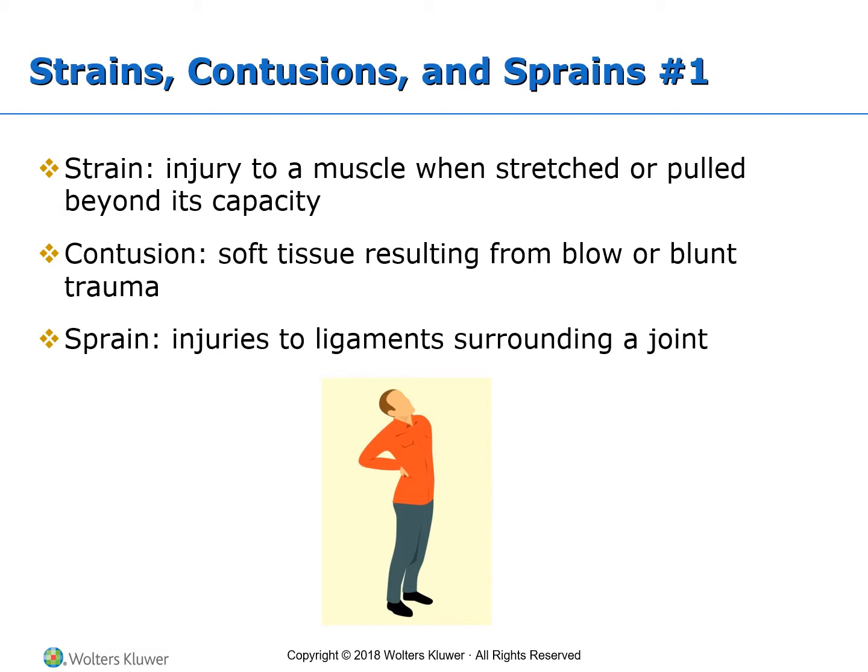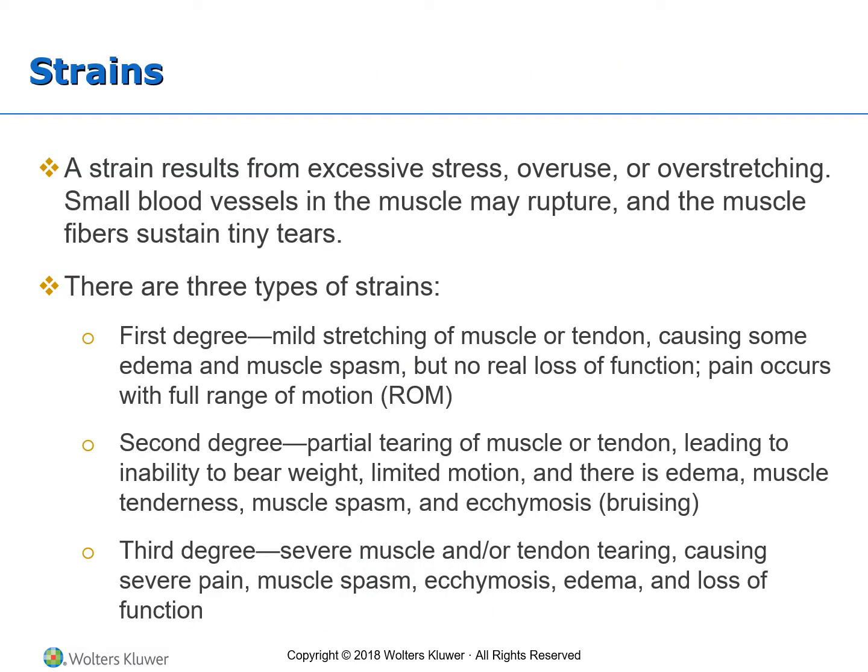A strain is an injury to a muscle when it is stretched or pulled beyond its capacity. A contusion is a soft tissue injury resulting from a blow or blunt trauma. Sprains are injuries to the ligaments surrounding a joint. A strain results from excessive stress, overuse, or overstretching. Small blood vessels in the muscle may rupture, and the muscle fibers sustain tiny tears.